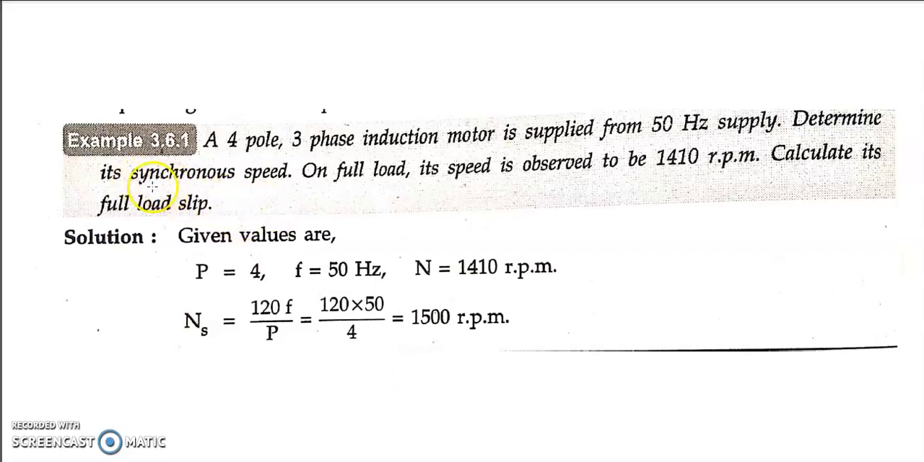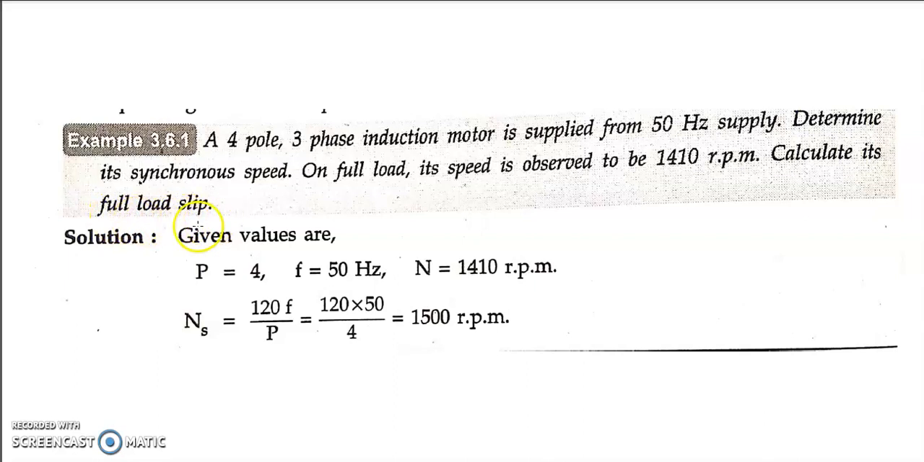So here first we shall calculate synchronous speed. The formula we already know, that is Ns equal to 120 f by p, where poles are 4, whereas frequency is 50 Hz, whereas speed is 1410 rpm. So if I substitute frequency 50 over here and do the calculation, I would be getting 1500 rpm as your synchronous speed.